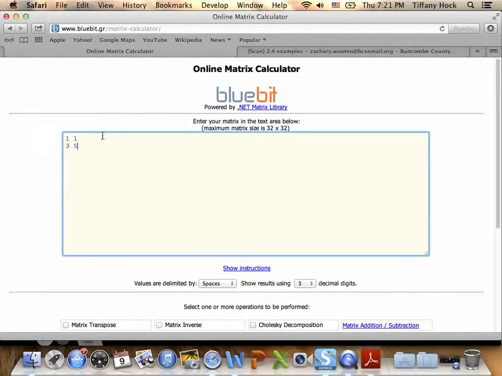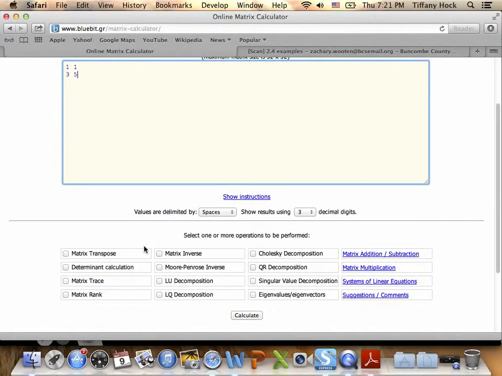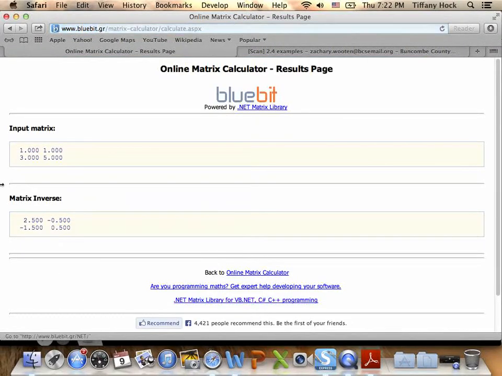So here I have the numbers for my coefficient matrix, and I'm going to scroll down and choose which of these options. Now there are all these matrix functions that we've not talked about. You'll learn more about what some of these terms mean. Some of these terms you may never actually learn, depending on how far you go on your math track. But I want to find the inverse matrix, so I will click right here where it says matrix inverse and click calculate, and it'll pop up with the numbers that make up the inverse of this matrix.